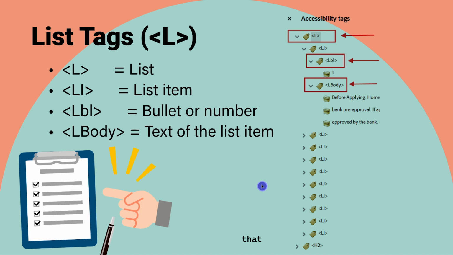An important thing the list tag does is tell the screen reader, for example, that there are 5 items in that list. The screen reader announces that the list contains 6 items or 7 items. So that helps the reader understand how long that list is.